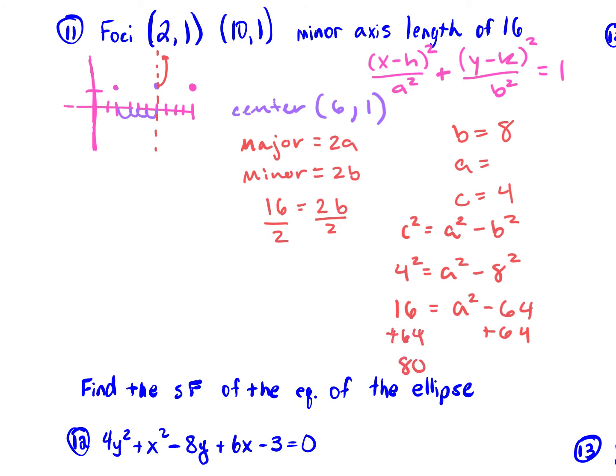So 80 is our A squared. Take square root. So A is equal to what? Square root of 80. Can we simplify that? 16 goes into 80 5 times. So 16 and 5. Square root of 16 is 4, so we have 4 square root 5.